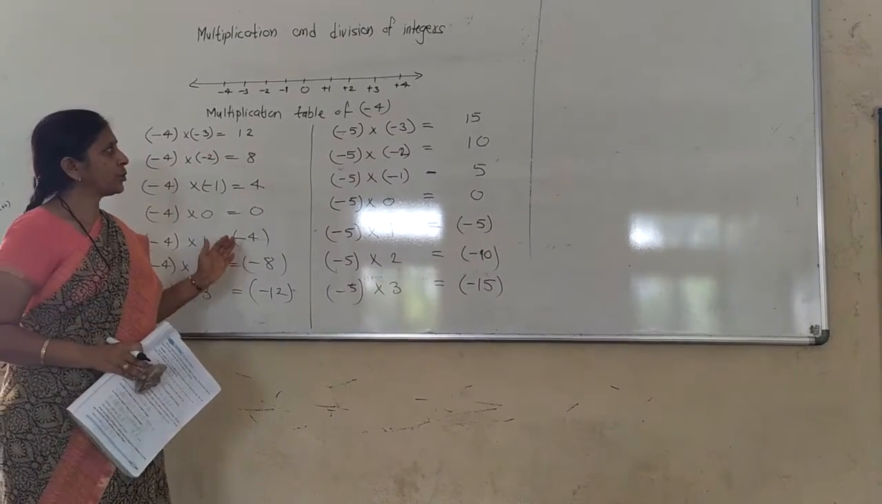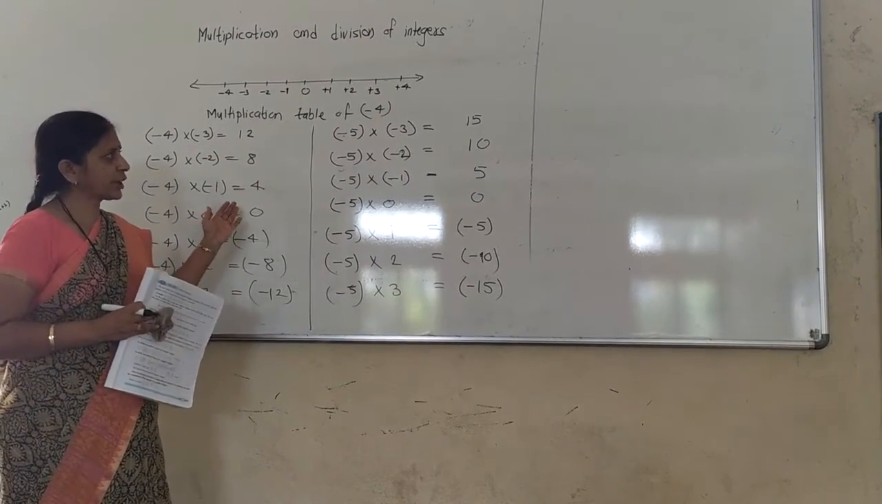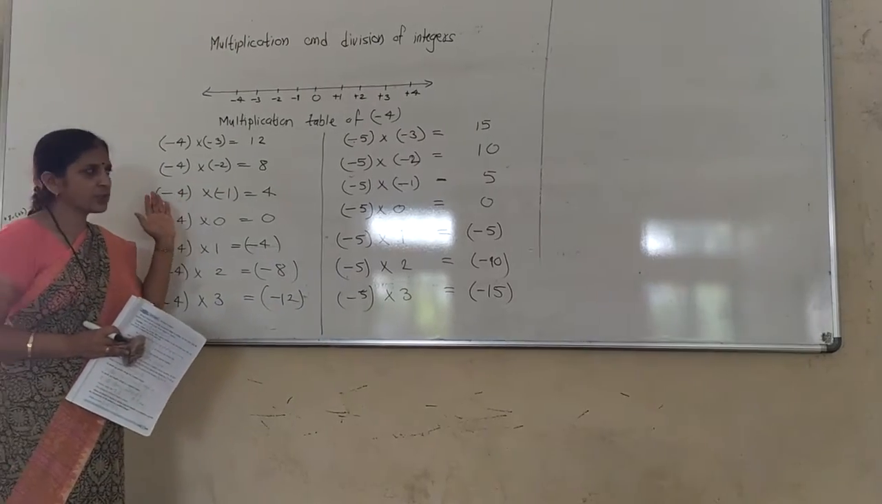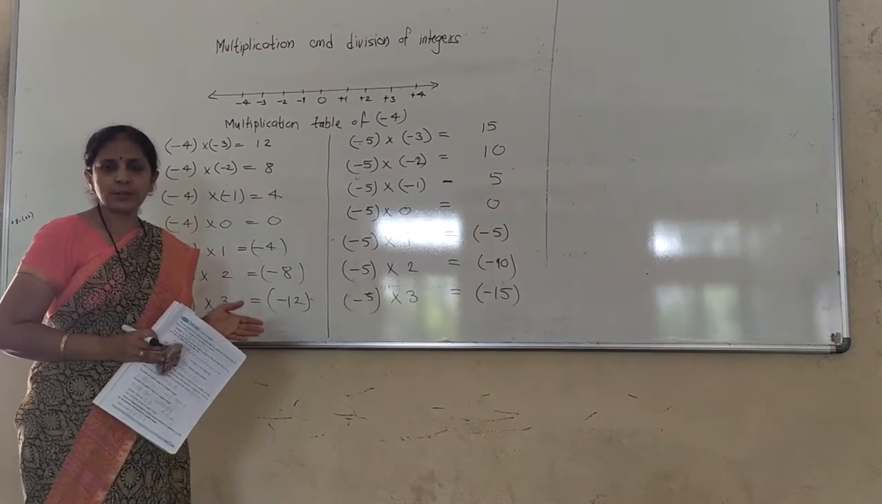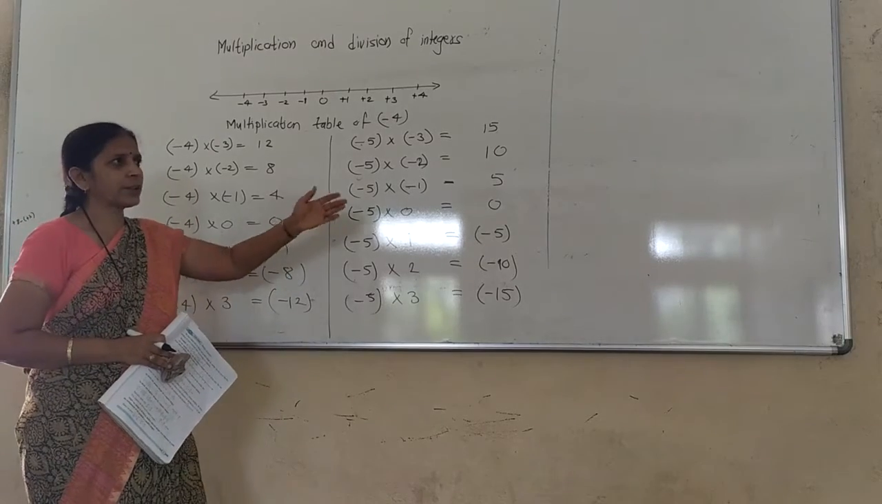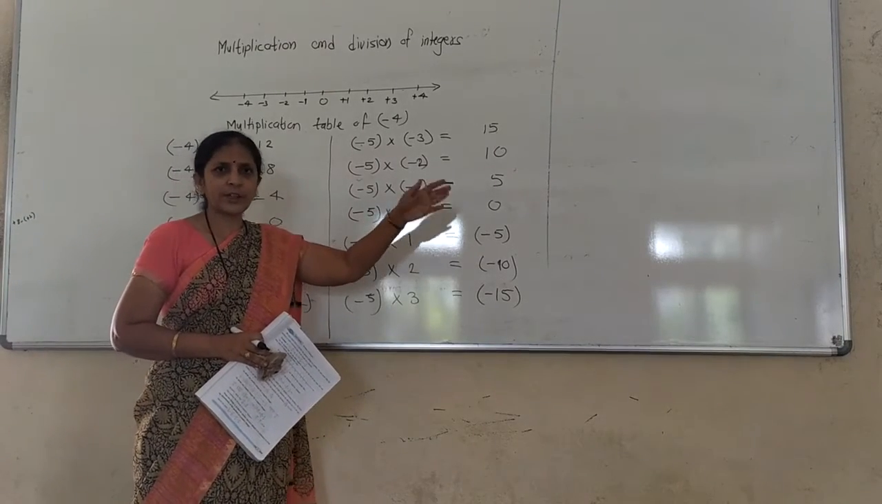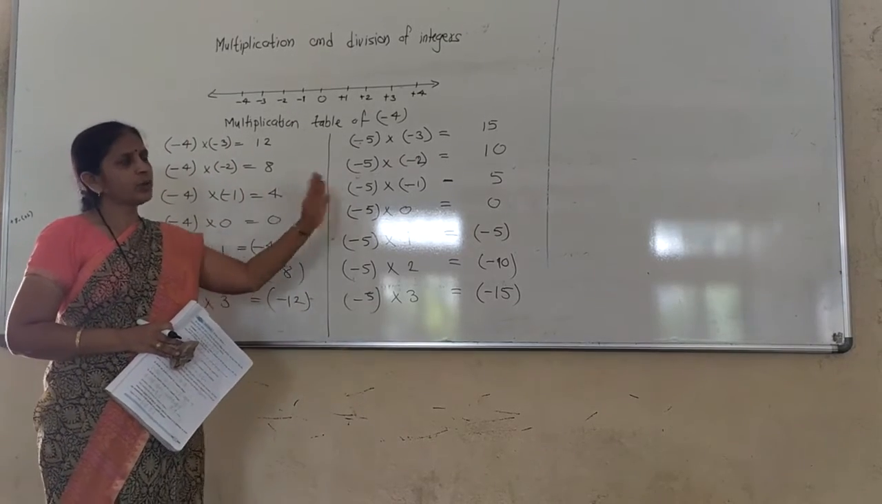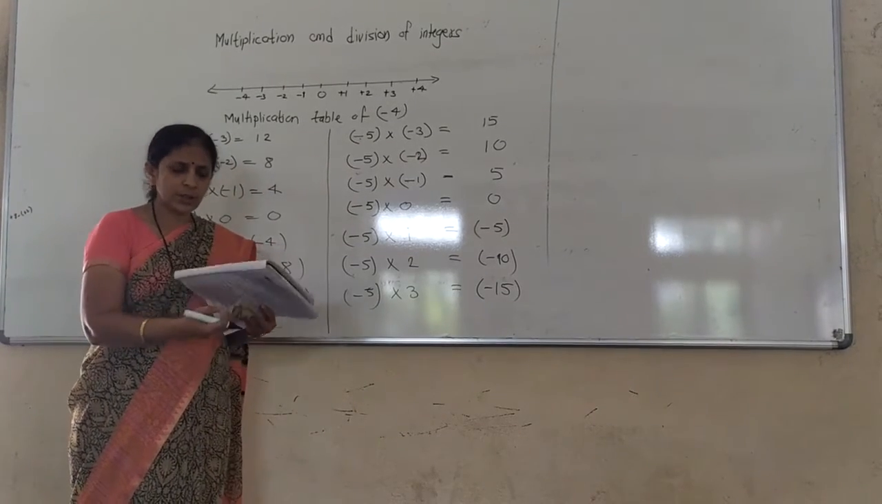So at home you try to form the multiplication table up to 10. That is, minus 4 I have completed. So you can start from minus 2, minus 3, minus 4, minus 5, minus 6, minus 7, minus 8, minus 9, minus 10, up to that which you can make, and try to make the multiplication tables.